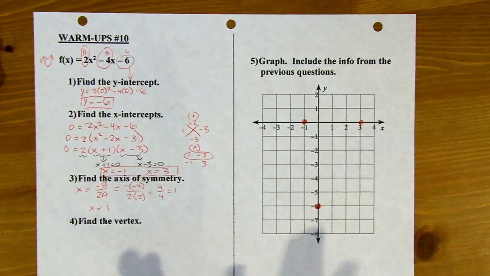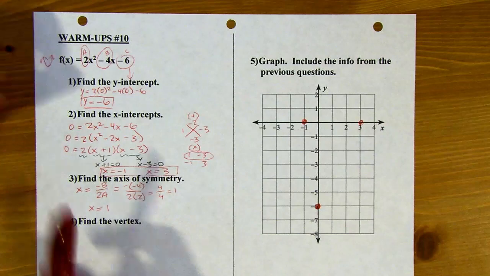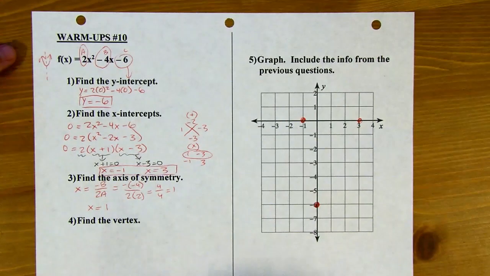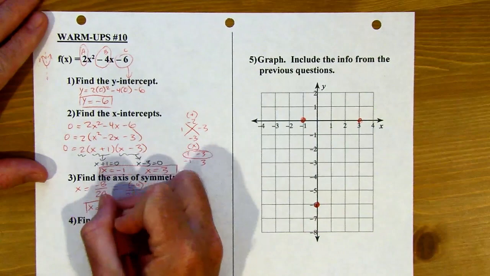So the axis of symmetry is not just the number 1. It's x equals 1 because it's going to be a line. It's the line that divides my parabola in half. So it has to be a vertical line. It has to be x equals something. So you need the x equals in there.